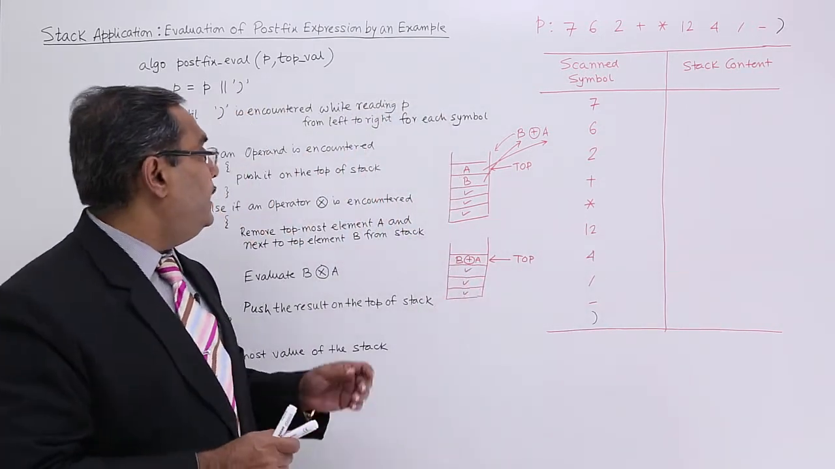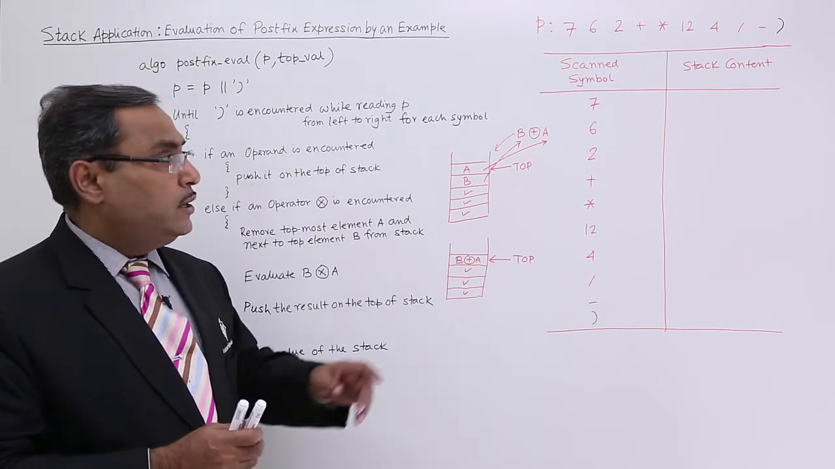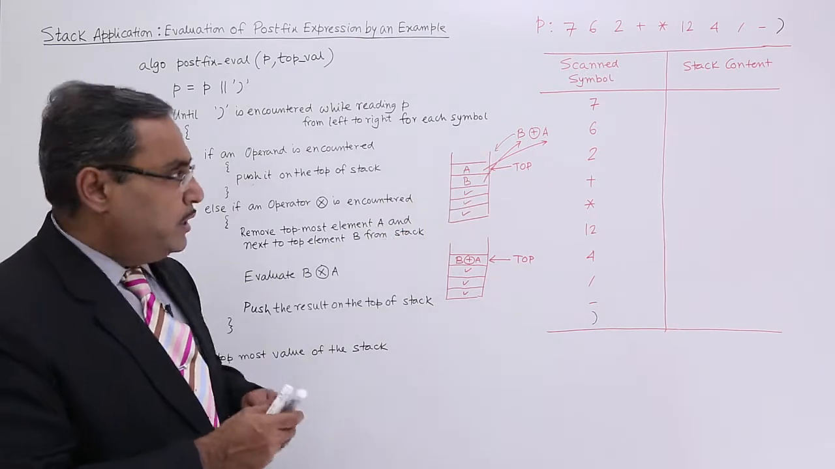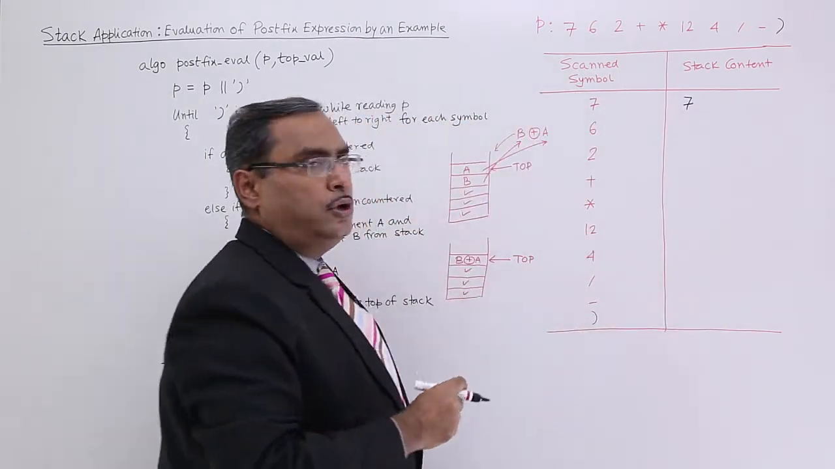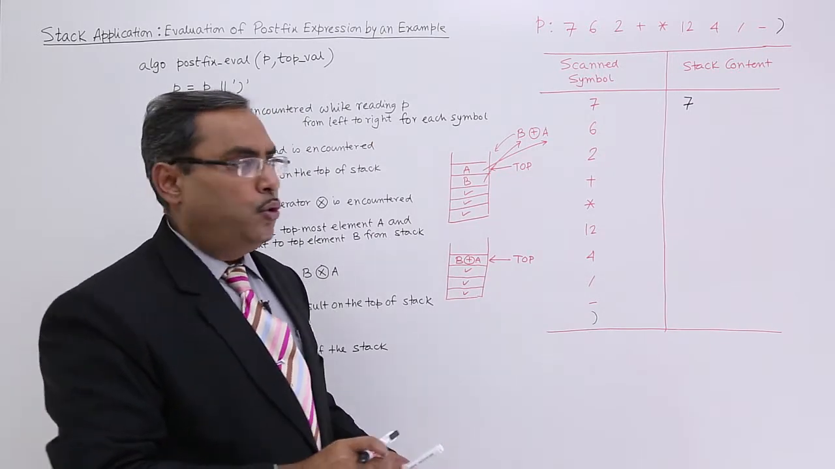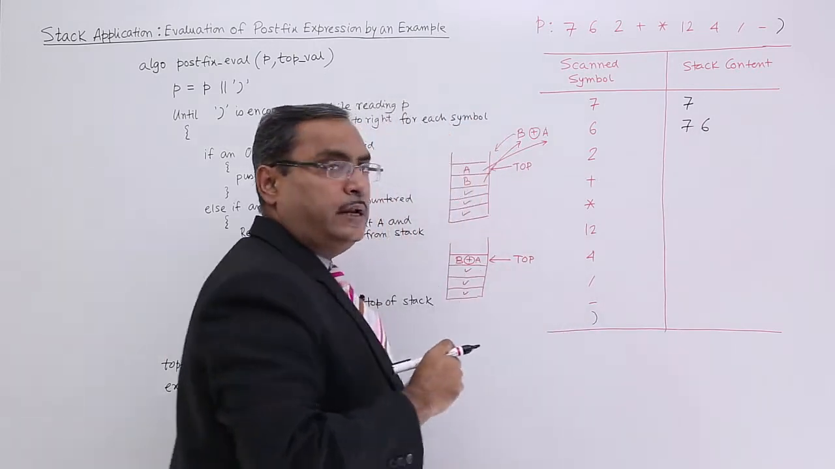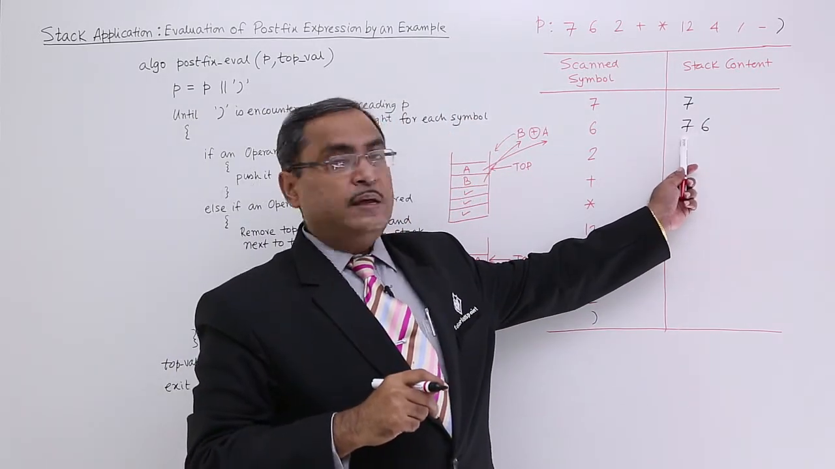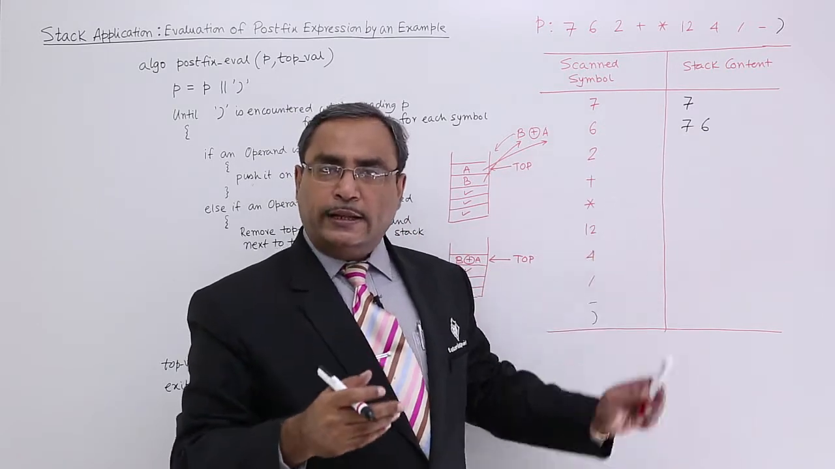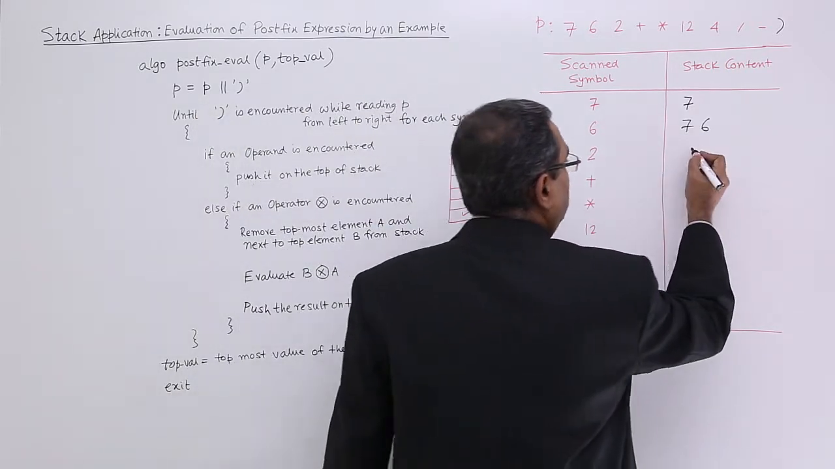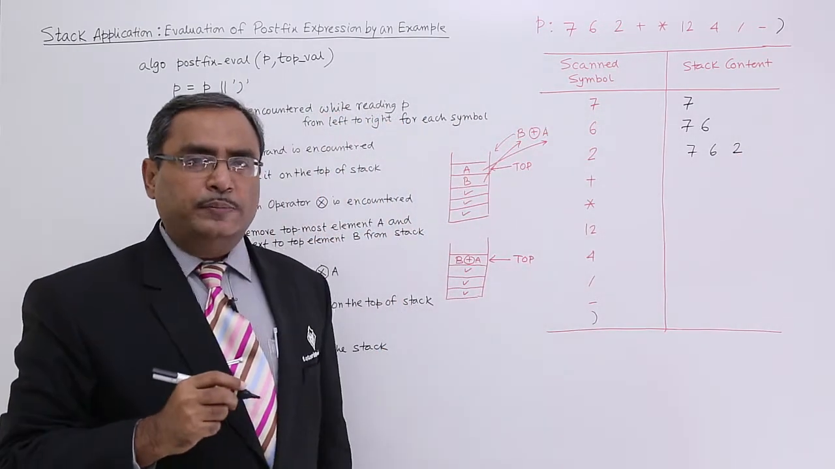Okay, now what they are telling: if an operand is encountered, push it on the top of the stack. So that is my stack there. I'm getting 7, so 7 has been pushed on the top of the stack. Now I'm getting 6, so 6 will be pushed on the top of the stack. Remember, here 6 is the top, 7 is not at the top, 7 is just next to top. Now 2 is another operand, so that will be pushed on the top of the stack. So 7 6 2, and now 2 is at the top of the stack.